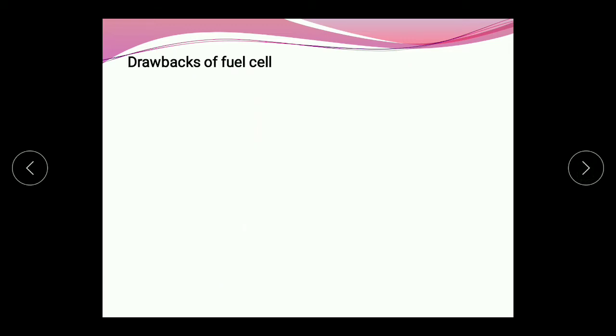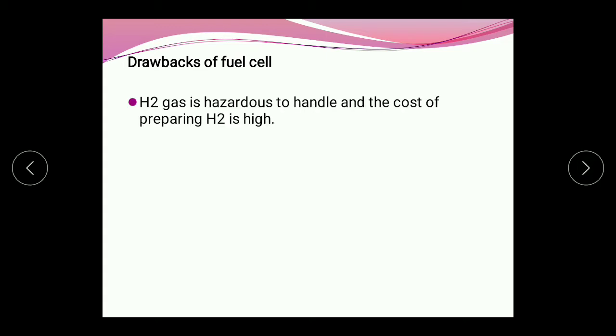The remaining part is drawbacks. What are the drawbacks of fuel cell? The only drawback is related to hydrogen gas. The hydrogen gas is hazardous to handle, and the cost of preparing hydrogen is also high. That is the only drawback of fuel cell.